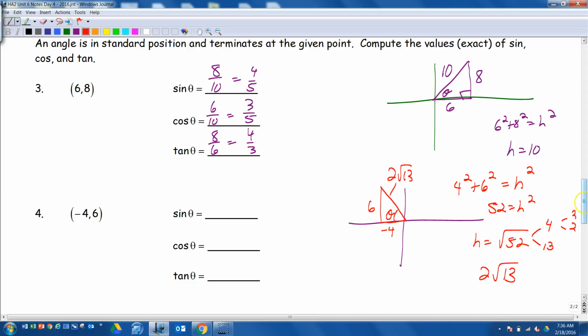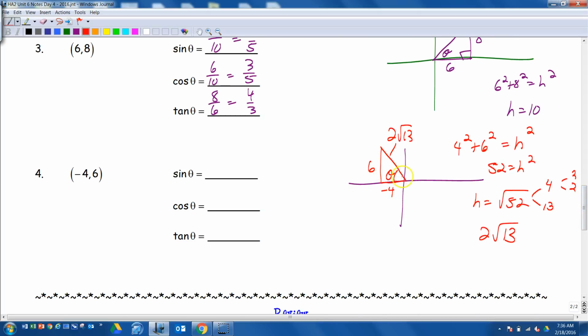And now you can do what we did before. Set it up. So sine is opposite, 6 over 2√13. You have to do two things here. You have to rationalize, and you have to simplify 6 divided by 2. So it just becomes a 3. So you get 3√13 all over 13 for simplifying that fraction.